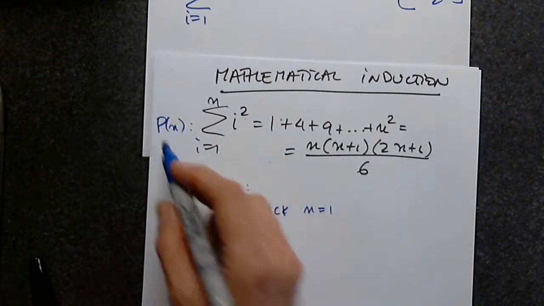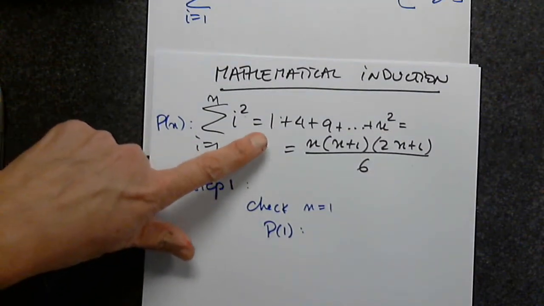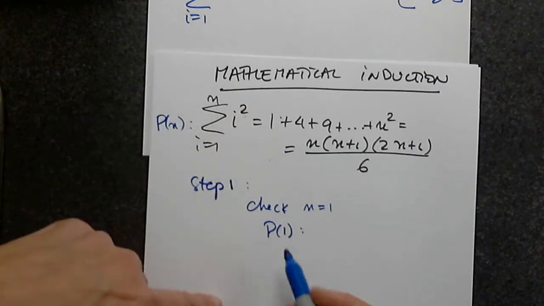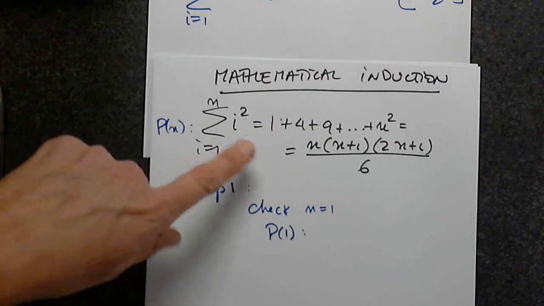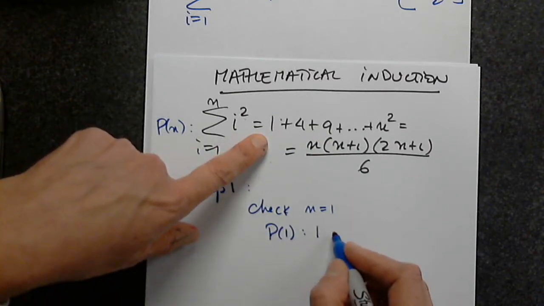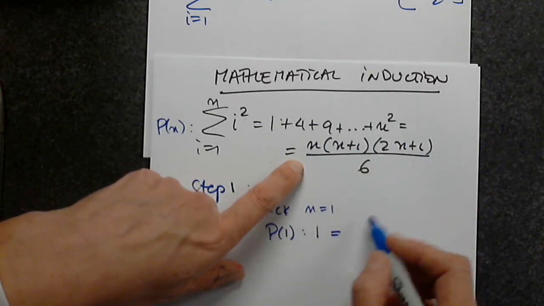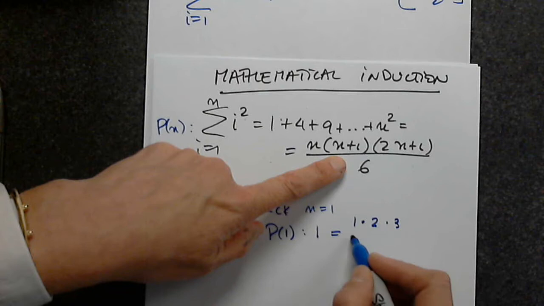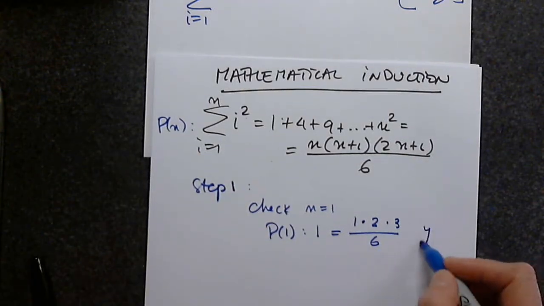So P1 is the first term. If I have P2, then I have the first 2 terms. If I have P3, then the first 3 terms. The first term is 1. And I'm checking whether it equals this expression when n is 1: 1 multiplied by 2 multiplied by 3 divided by 6. That's 1. It is. So I'll say yes.